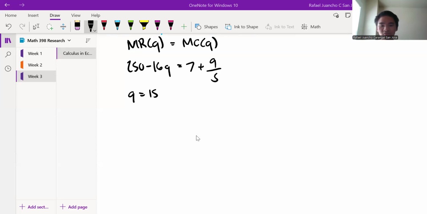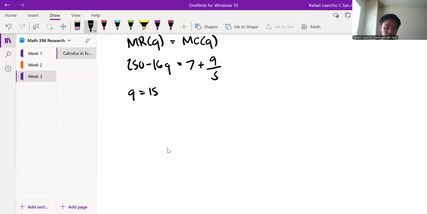Now that we know what this quantity is, what exactly is the profit and the price per pizza sold? Well, to calculate profit, we need a profit function, right? And so if we want to calculate what exactly this profit is, calculate profit and price per pizza sold.